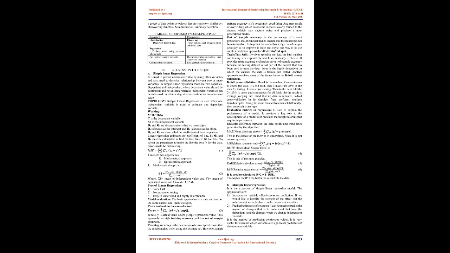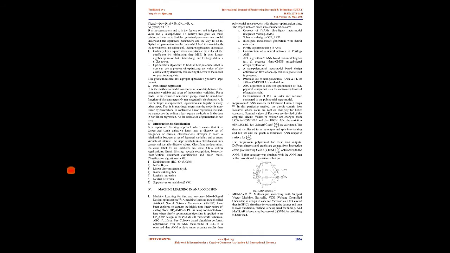Model evaluation. The basic approaches are train and test on the same dataset, and train/test split. Train and test on the same dataset, where y is the actual value and ŷ is the predicted value. This approach has high training accuracy and low out-of-sample accuracy. Training accuracy is the percentage of correct predictions that the model makes when using the test data set. However, a high training accuracy isn't necessarily a good thing.